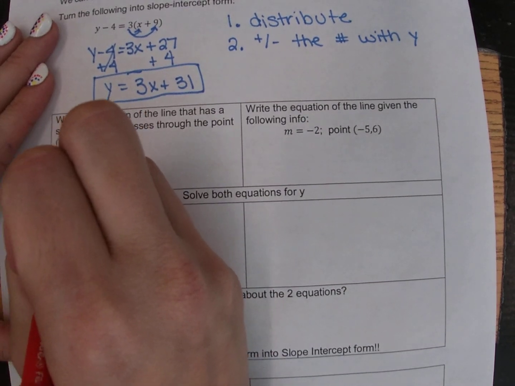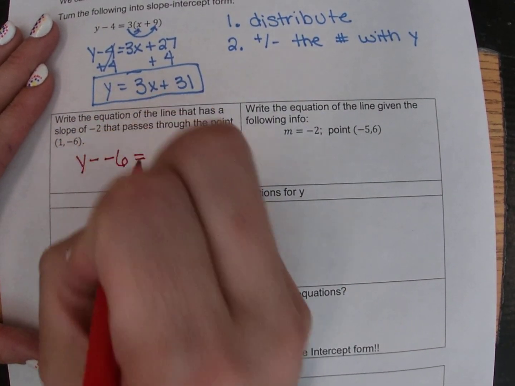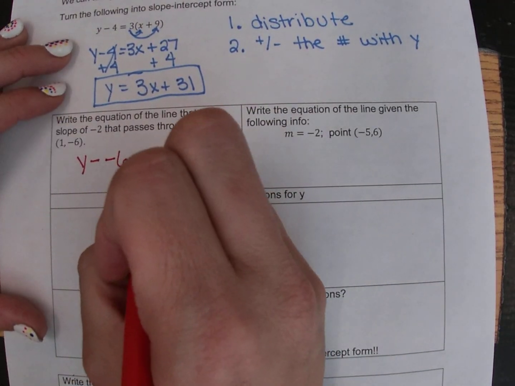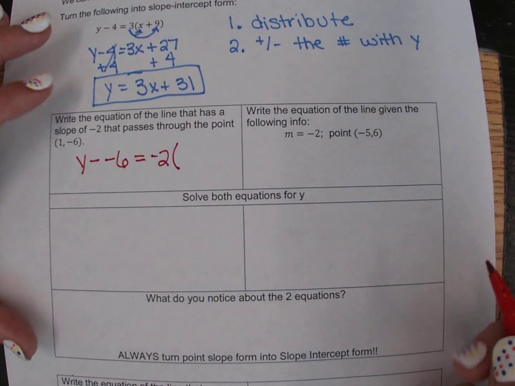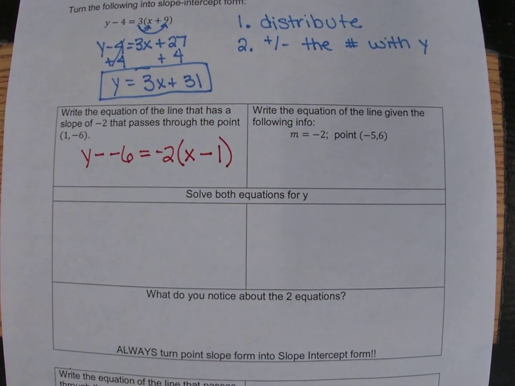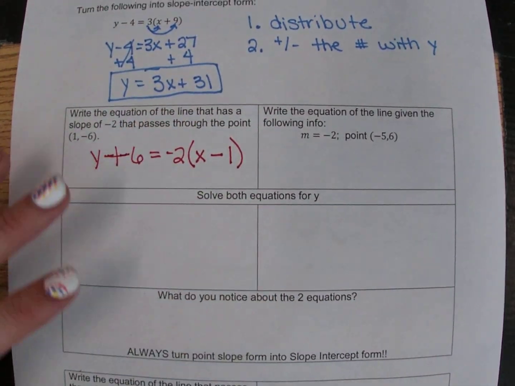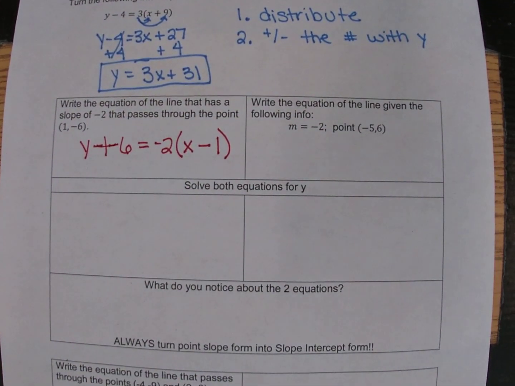So if I do that, I'm going to say y minus my y coordinate, which is -6, equals m, which is my slope, times x minus my x coordinate, which is 1. We know that those two negatives make a positive, and so I have y plus 6 equals -2 times x minus 1. That is the equation of the line. That's where we would have stopped yesterday.